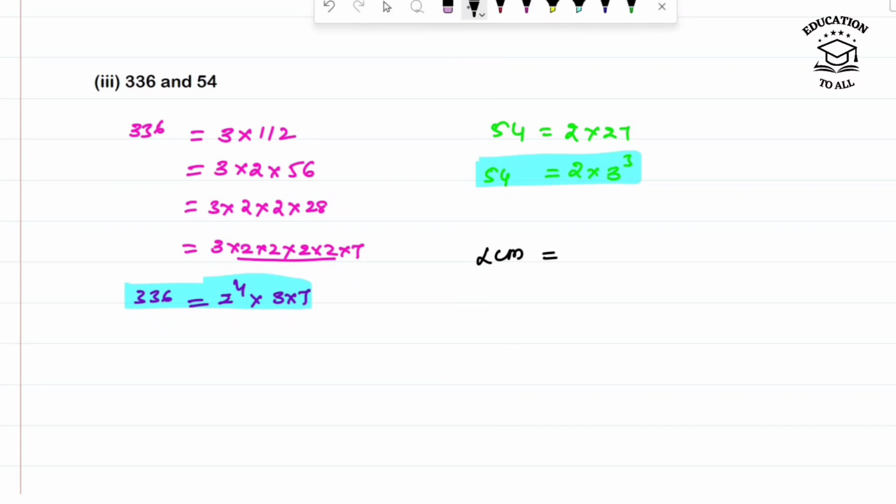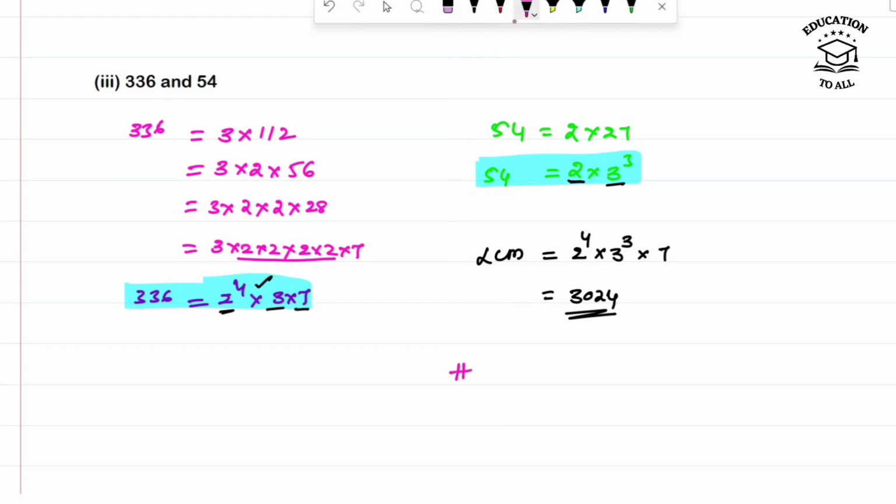The same way as the two questions we did earlier: first the common numbers, 2 and 2. Take the exponent which is highest, so I can take 2 power 4 into 3 power 3. Next, 7, there is no 7 in the other, so 7 can also be considered. If you multiply all these, you will get 3024. Check your calculations and do it.